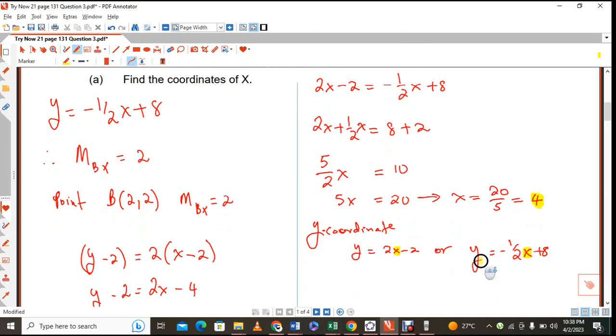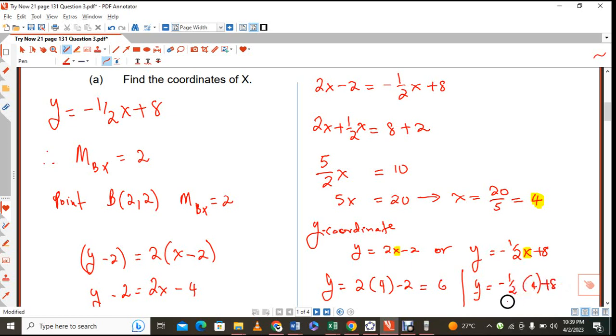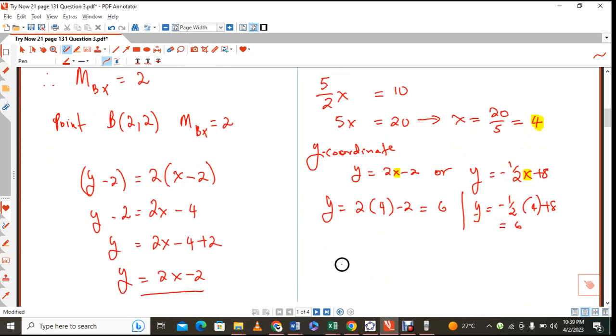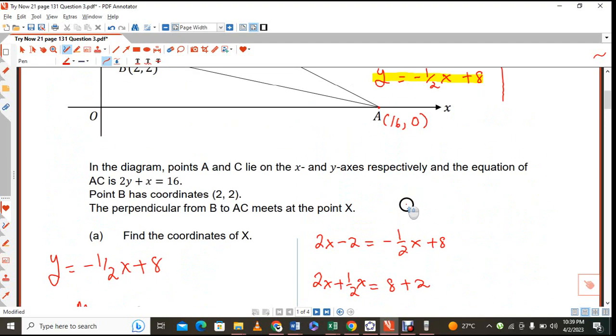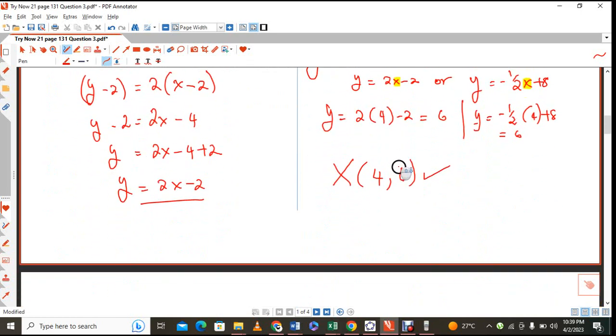Okay, so using the first one here, that's going to leave me with y equals 2 times 4 take away 2. Well, that's 8 take away 2. That will give you 6. You'll get the same answer here. Negative half of 4 is negative 2, plus 8, where you're also going to get 6. Right, so at the end of the day, point X is the point (4, 6). Okay. So use your diagram and then you can work from there and you will not struggle with anything.